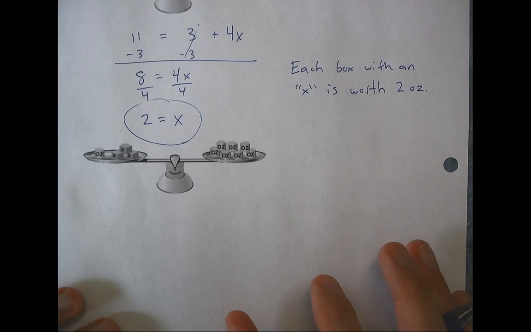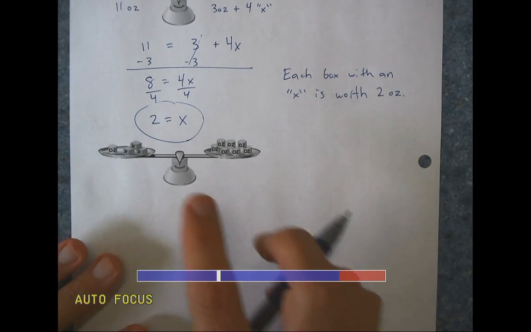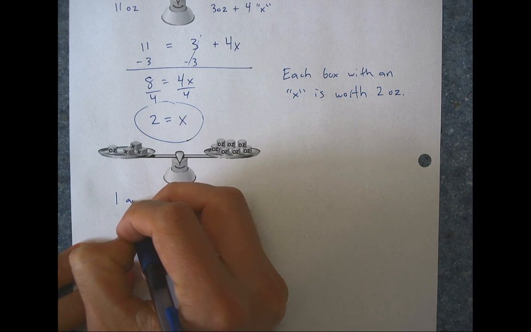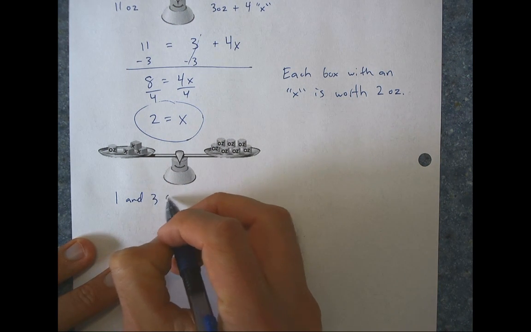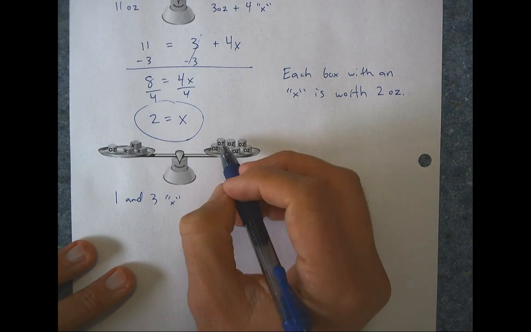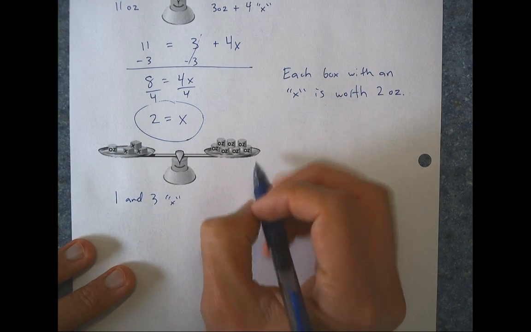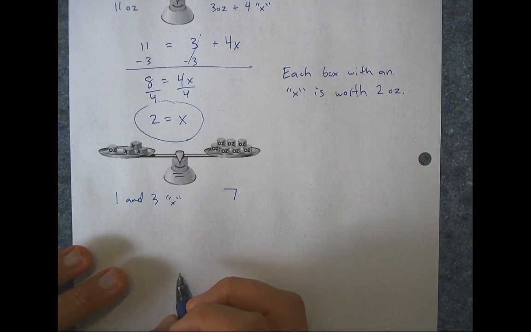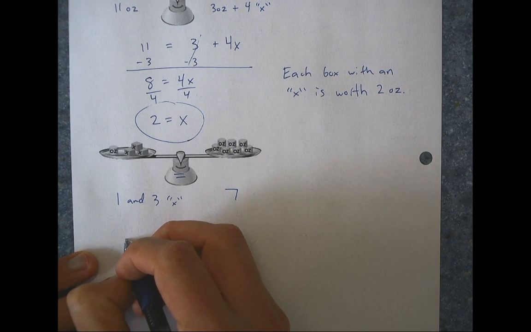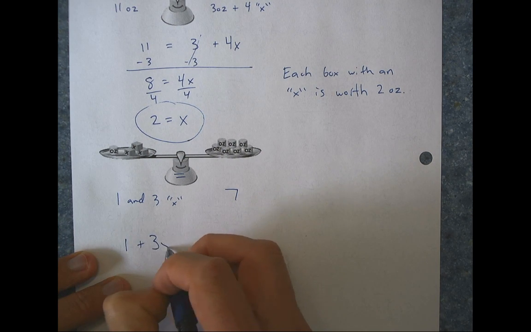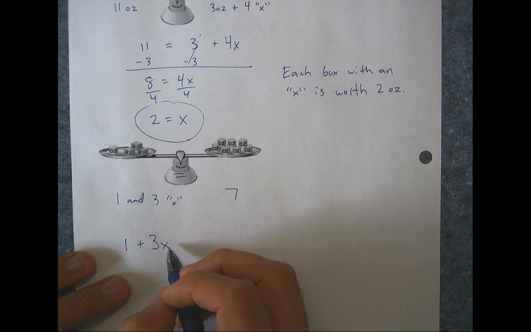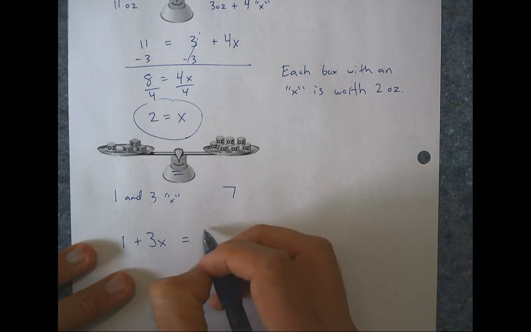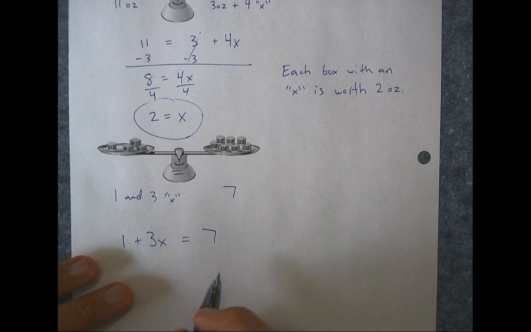So let's try one more, sliding down. So right here we have 1 ounce, so 1, and we have 3 of these x's. And over here, 1, 2, 3, 4, 5, 6, 7 ounces on that side. And since it's balanced, I know this is my equal sign. So if I'm going to quickly write an equation, I have 1 ounce plus 3 unknowns. I don't know how much those weigh. Okay, but since they're all labeled x, we know they're all the same amount of weight. And on the right side, I have 7 total ounces.